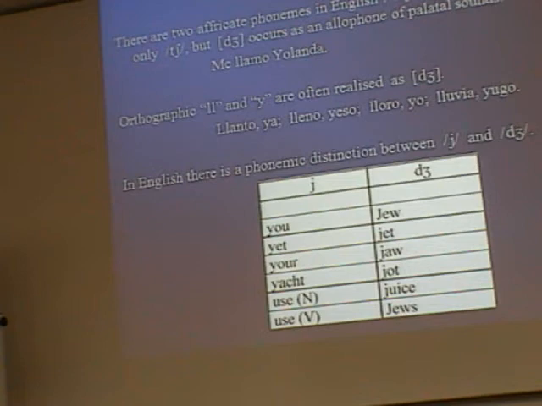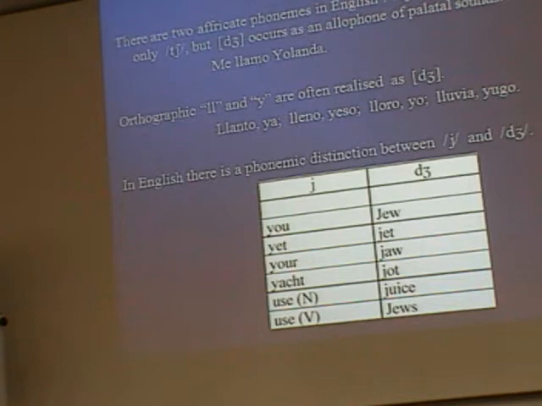Affricates: there are two affricate phonemes in English, ch and j, the sound that you get in church and the sound that you get in judge. Spanish has ch as a phoneme, but j also occurs as an allophone of palatal sounds. So I've heard people say me llamo Yolanda with a y, but I've also heard people say it with a j, like that. And it doesn't seem to matter in Spanish at all. It's perfectly okay. The trouble is you can't do that in English. What you find in Spanish is that orthographic double L and orthographic Y are often realized as J, and there are some examples, such as Jano, Jeso, Joel, and so on.